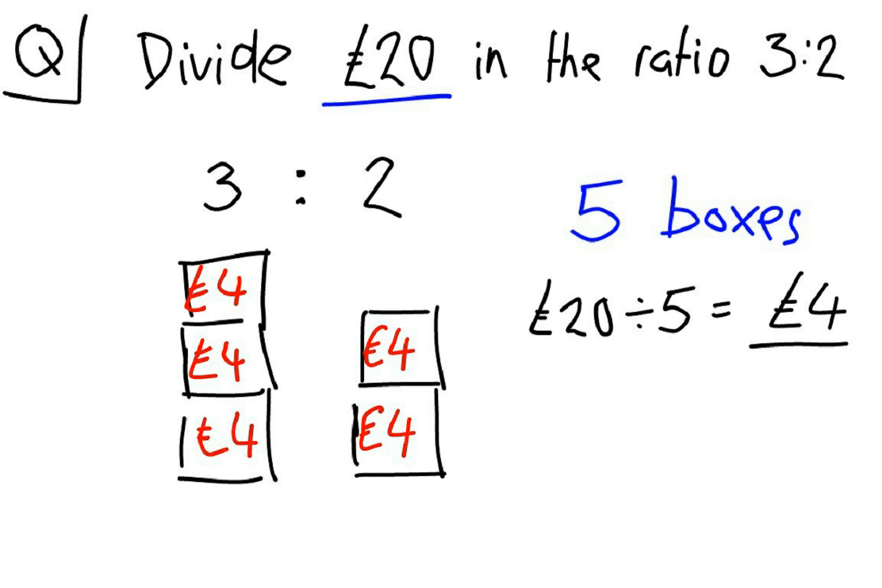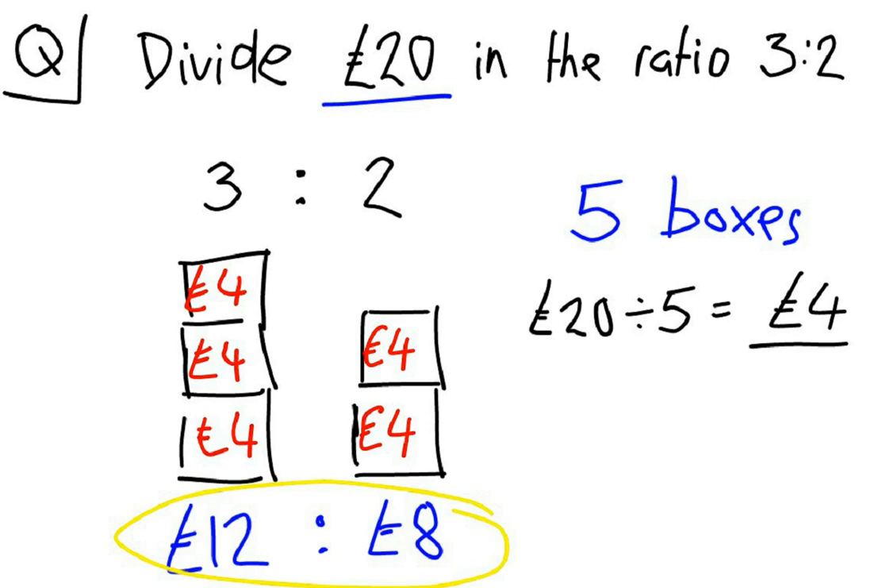So the next thing we're going to do is total up each side. So on this side we've got 3 parts, so 4 plus 4 plus 4, or 3 times 4. That gives me £12. Then we'll put our colon in again, and then on this side we have £4 here and we have £4 here. Adding those up, or timesing 2 by 4, gives me £8. Now you can always check, because these two amounts here should add up to your original amount of £20. We can see that 12 plus 8 gives me £20. So we've done that one correctly.